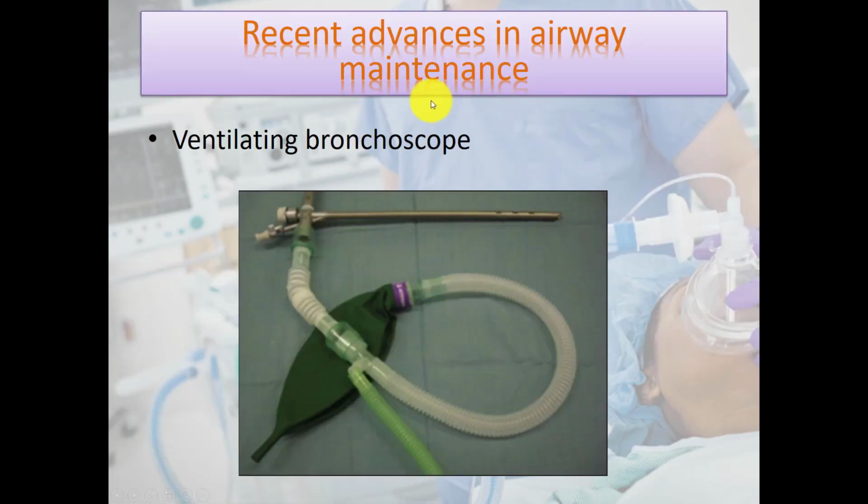Now the recent advances in airway maintenance: the ventilating bronchoscope. Because if you are doing bronchoscopy, naturally, how can you pass the endotracheal tube? In that case you can use jet insufflation. Here you can see this is the attachment from where you can pass the air, and these are the holes through which air passes into the airway.